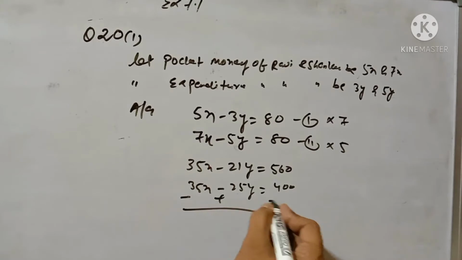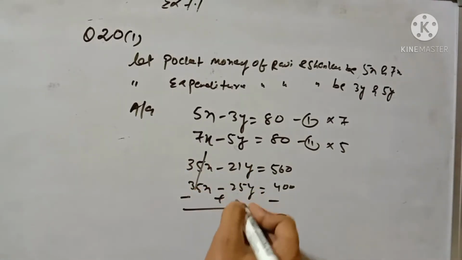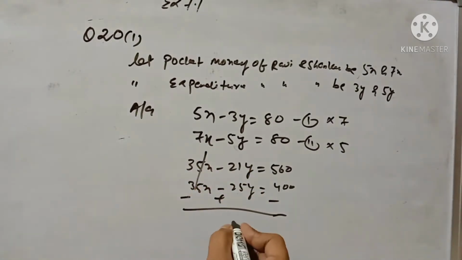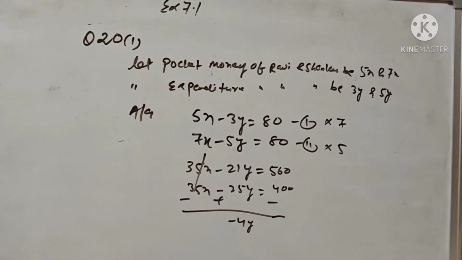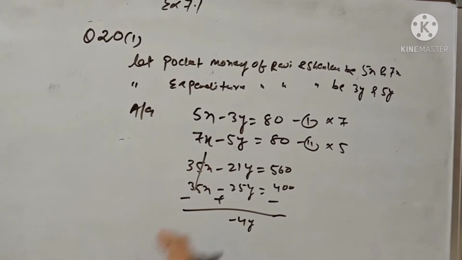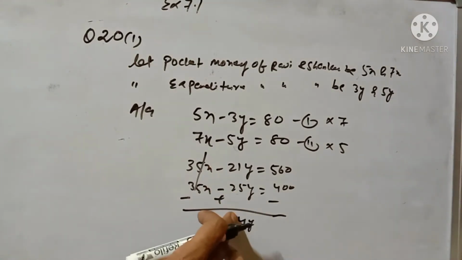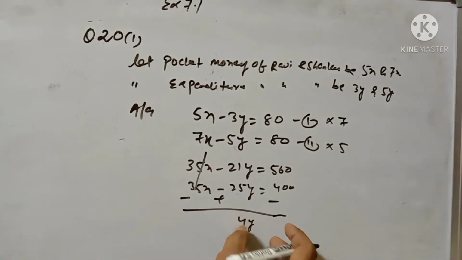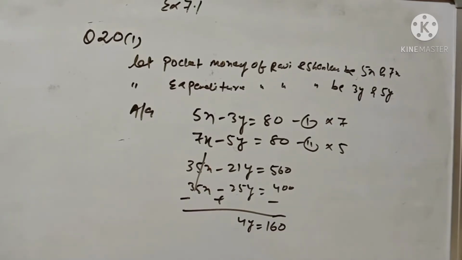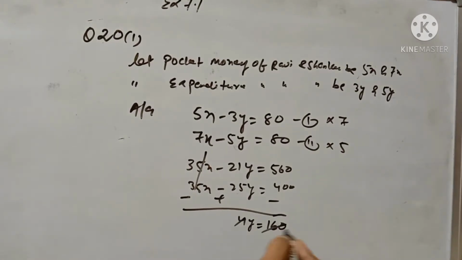Change the sign. Minus plus minus. This is gone. So it will come minus 4y. Sorry, because this is 25, it is positive, so plus 4y is equal to 160. So the value of y will be, 4 4s are 16, therefore y equal to 40.